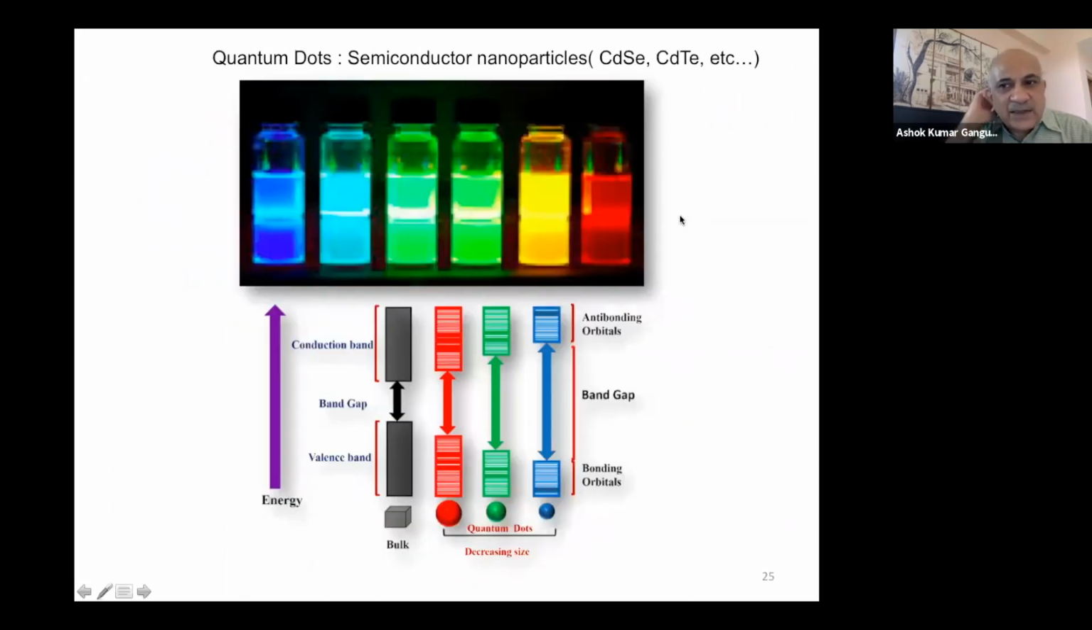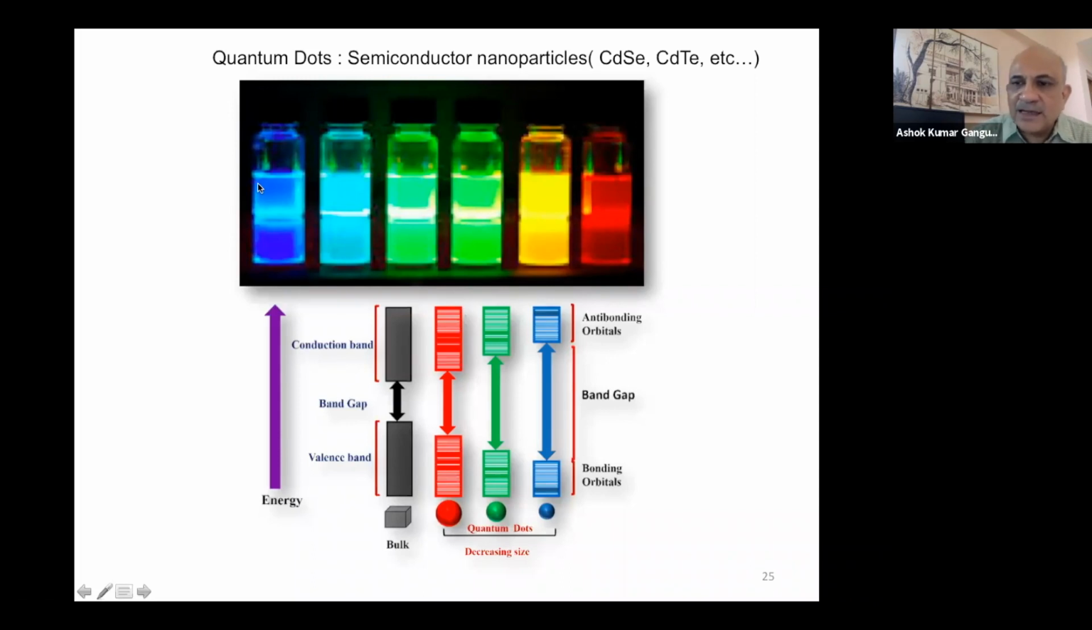The colors change. All of you might have heard of quantum dots, right? What are quantum dots? These are semiconductor nanoparticles. So quantum dots of semiconductors, for example, cadmium selenide, cadmium sulfide, cadmium telluride. I can take one semiconductor and give you solutions of different colors. How? By changing the particle size of that semiconductor. If you take cadmium selenide and change its particle size, it will show you colors from red to blue.